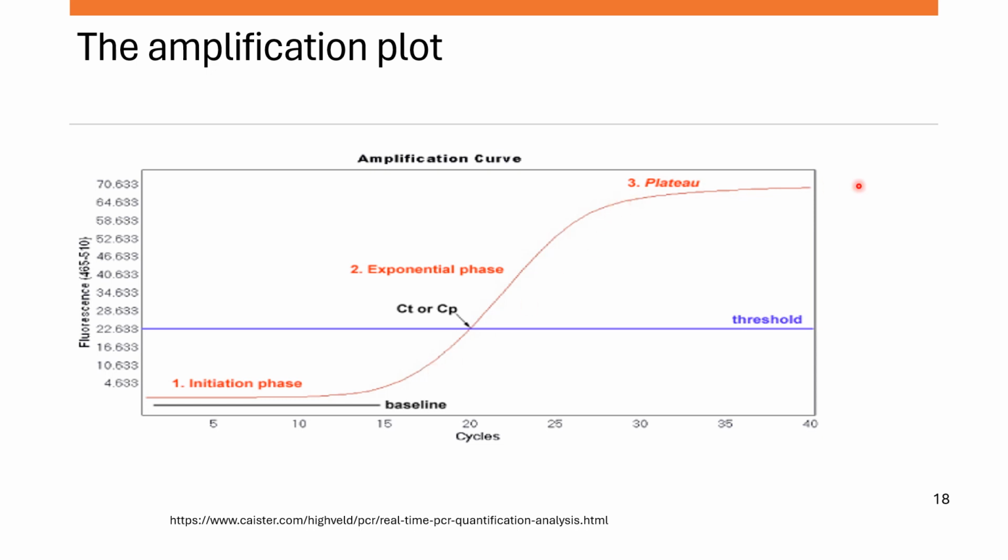Plateau phase. Once all of the reagents such as the nucleotides have been used up in the PCR reaction, the amplification will slow and ultimately plateau. This is the region where no more PCR products are produced. This can be seen in cycles 30 to 40 in the above amplification curve.